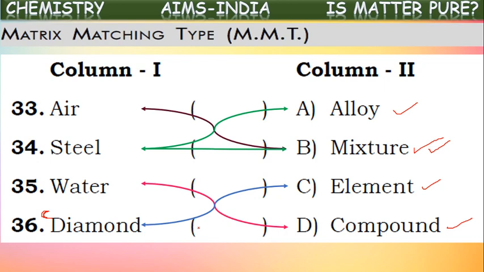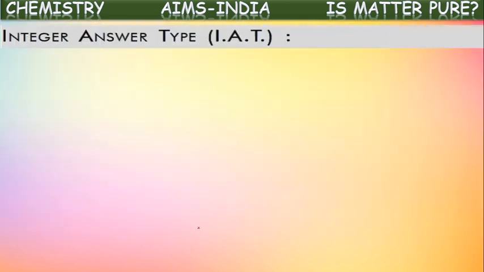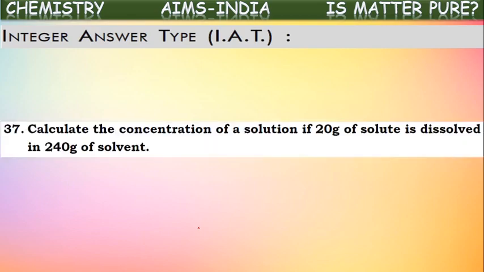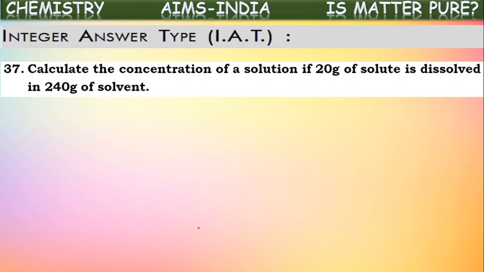Now next, let us see one more. Integer answer type questions. Here we may get answers in integers. So let us try to solve. Mostly they will give problems like this. Let us see the first question. Calculate the concentration of a solution if 20 grams of solute is dissolved in 200 grams of solvent.